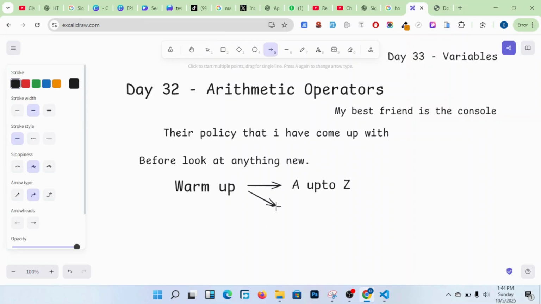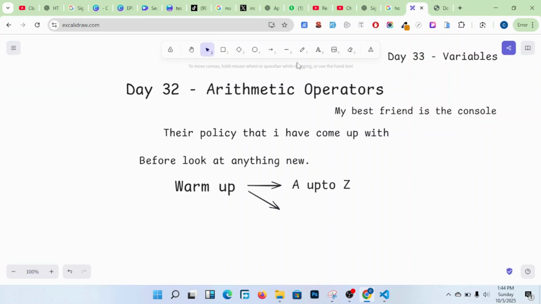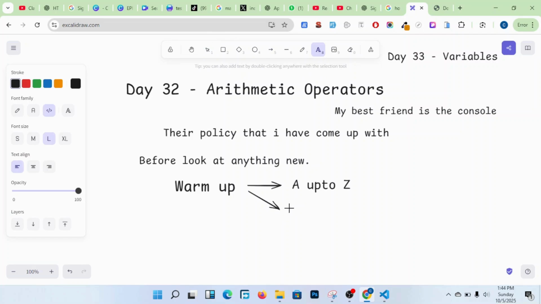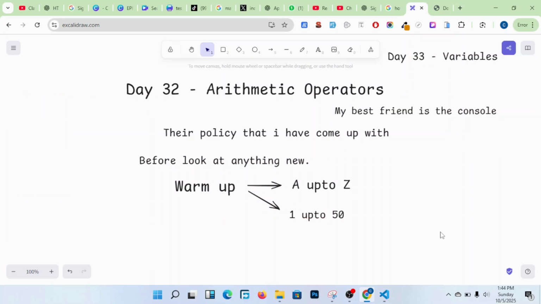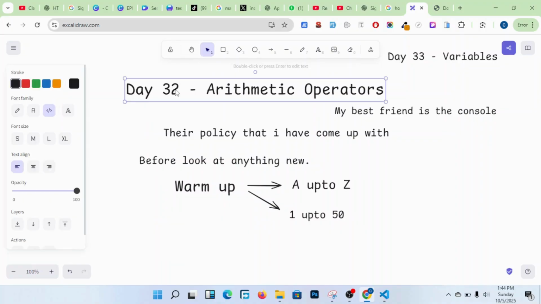There is a skill that I want to look for and build here, okay? We are going to do from 1 up to 50, endlessly up to 50, okay? That's the warm-up I want. Always and always from now on, we are going to do JavaScript.